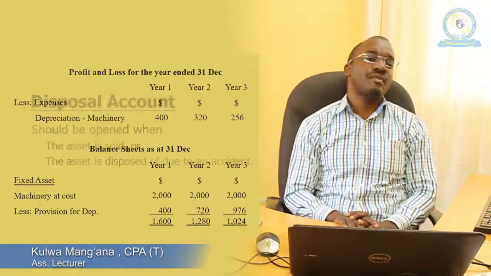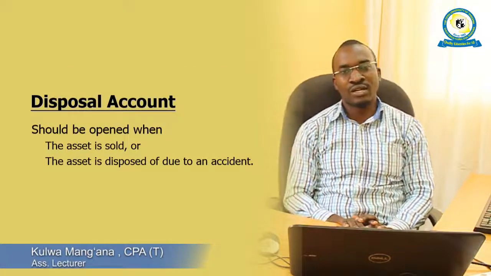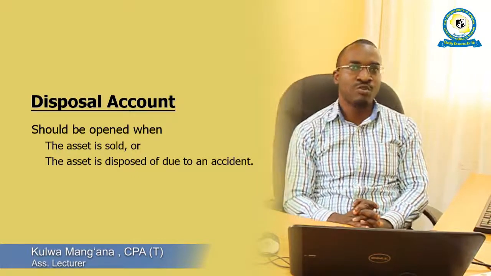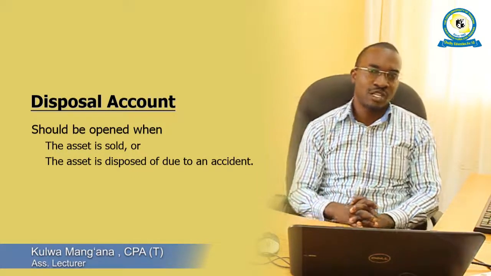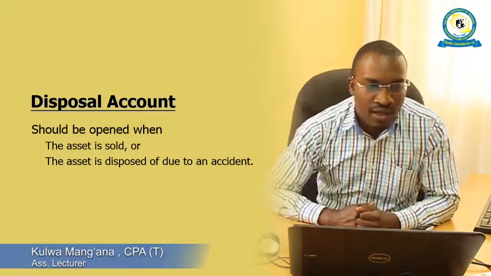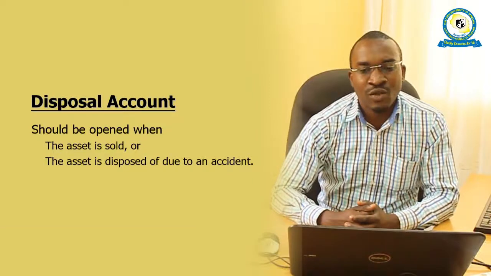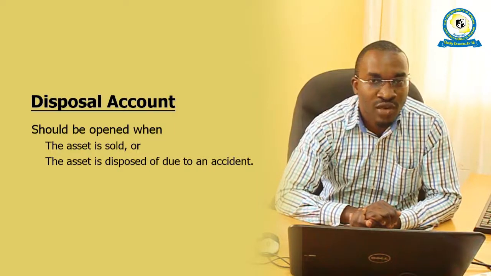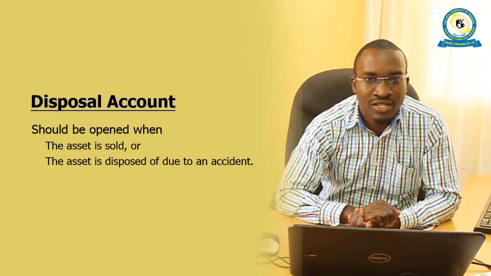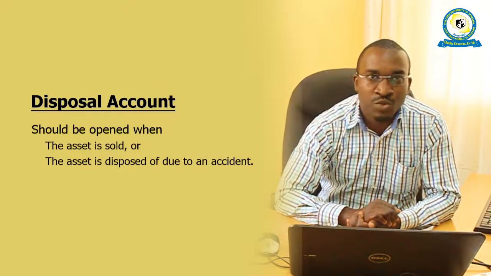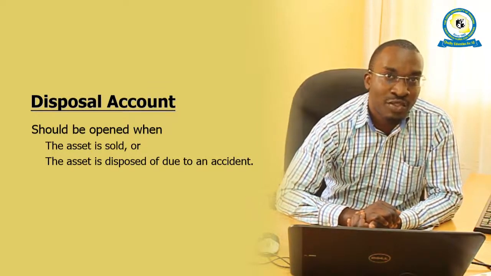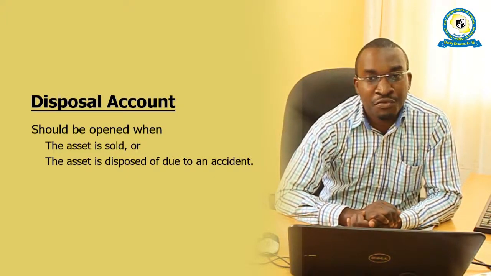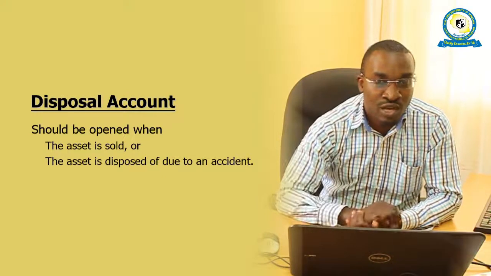Now, after saying so, let us look at another simple concept: the concept of disposal. Disposal account. When you want to sell an asset, there is a way of accounting for disposal of an asset. You're supposed to open a new account, which is the so-called disposal account, so that this account is going to be used when you want to dispose of that asset. So a disposal account should be opened when the asset is sold, but also when the asset is disposed of due to, probably, an accident or something else that has happened to that asset.